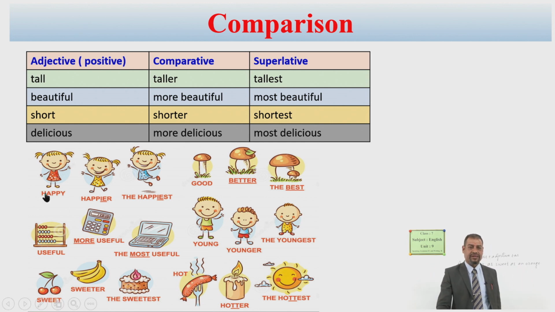Look at happy, happier, the happiest, good, better, the best. So if we have irregular, adjective or sometimes adverb, at that time we have to add it as different form. Okay, you cannot write down gooder, goodest. That will be wrong. Okay, it is irregular. So good, better, the best. And here useful, more useful, the most useful. Here young, younger, the youngest. Sweet, sweeter, the sweetest. Hot, hotter, the hottest.